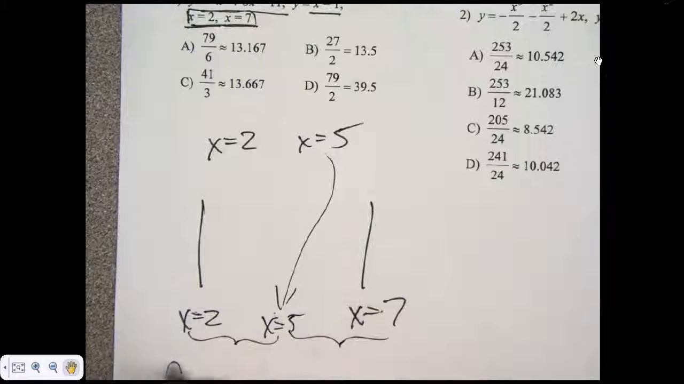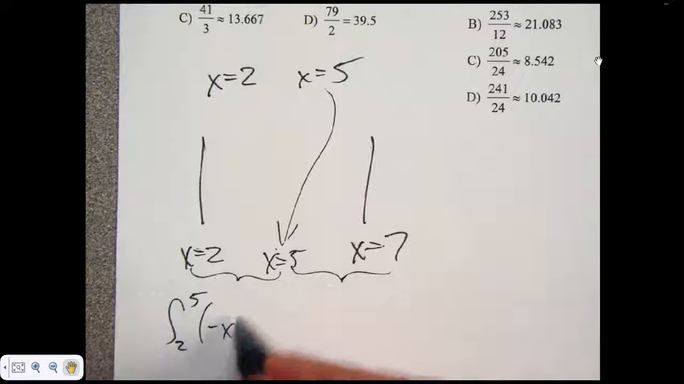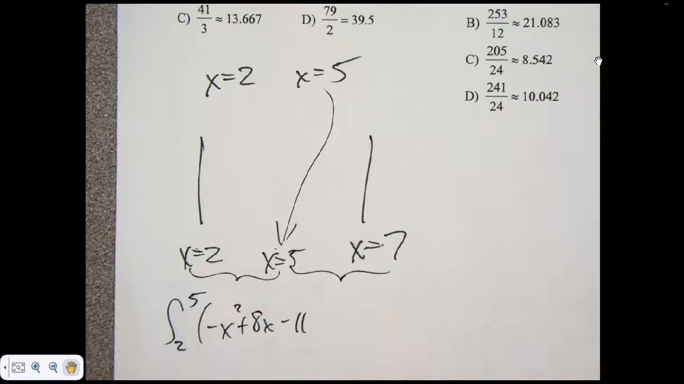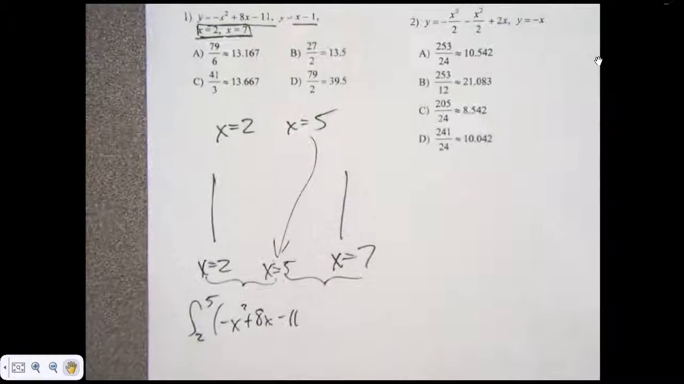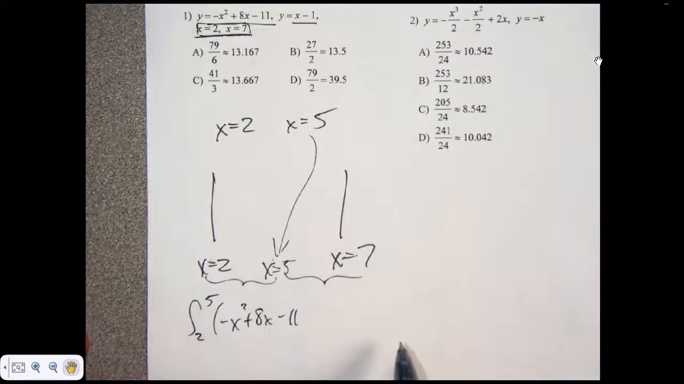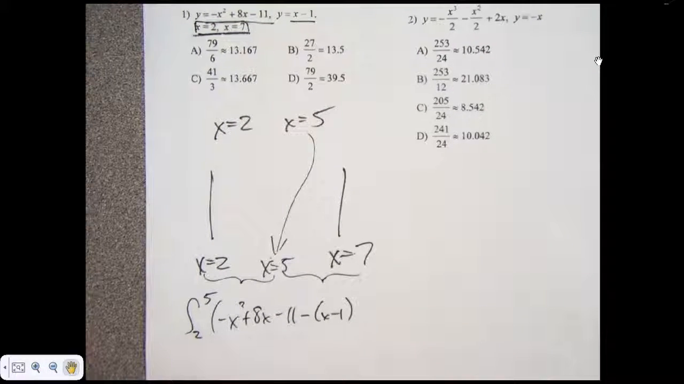So I'm going to integrate from 2 to 5. I'm just going to guess. I don't know what's what. I don't care, it's not worth my brain power to worry about which one. So negative x squared plus 8x minus 11, minus the x minus 1. Remember to put that second one in parentheses.